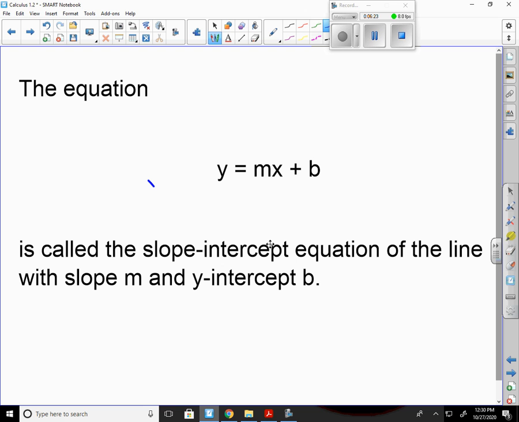We also have the equation y equals mx plus b. That should be familiar to you as well. That is the slope-intercept equation of a line. That's whenever we have our slope m and the y-intercept, or where it crosses the y-axis, and that's the point b.